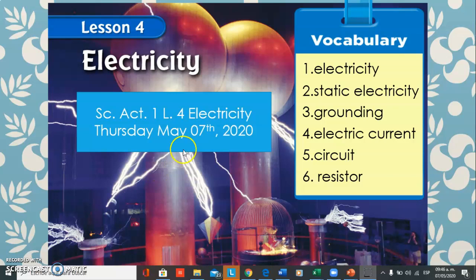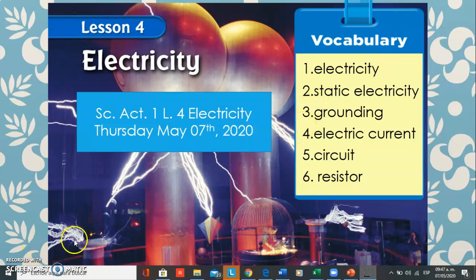Okay, let's start by copying this vocabulary. Copy the list in your notebook. The first word is electricity. Number 2, static electricity. Number 3, grounding. Number 4, electric current. Number 5, circuit. And 6, resistor. Okay, so copy the date, the title for this lesson, and the vocabulary list in your notebook.